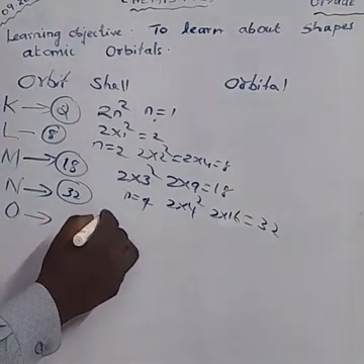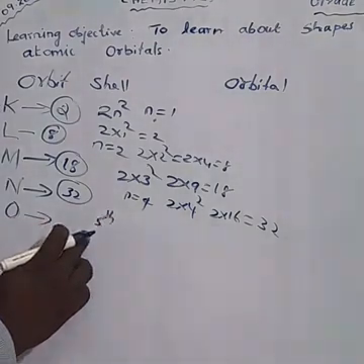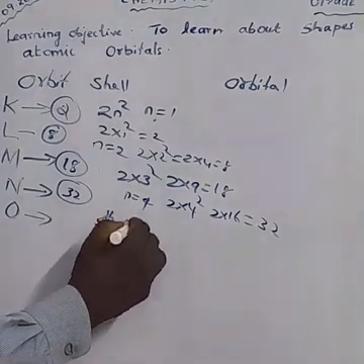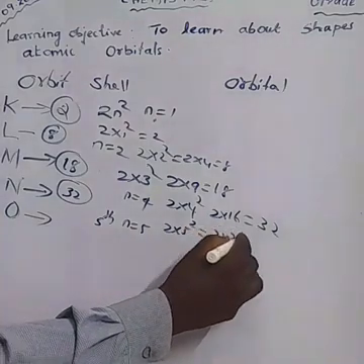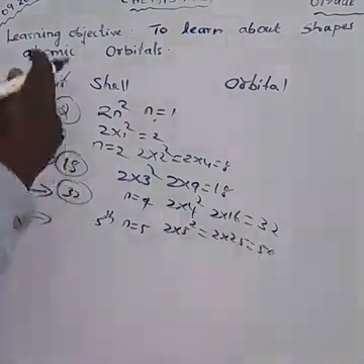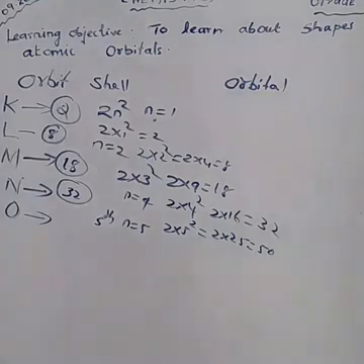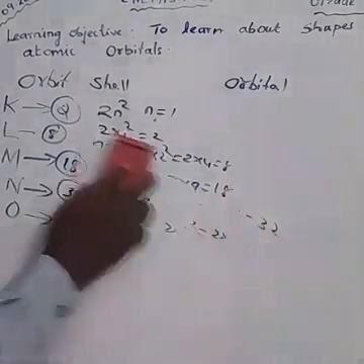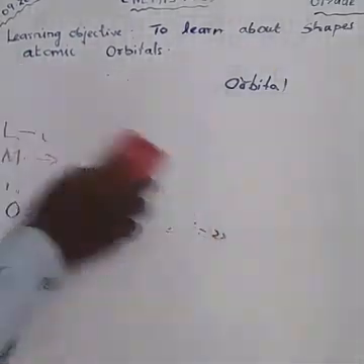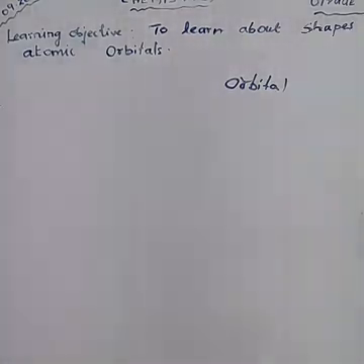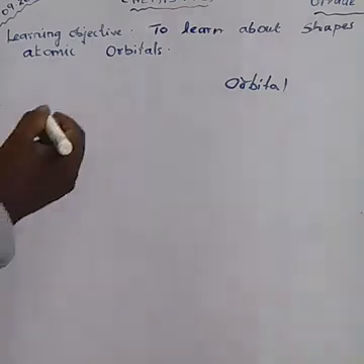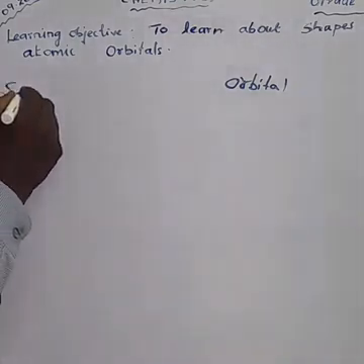Next one, the fifth orbit, fifth shell, O shell. n is equal to 5. 2 into 5 square is equal to 2 into 25 is equal to 50 electrons. These are all orbits, shells. It denotes the shell. Next about the orbital. That means a subshell. It denotes the subshell.